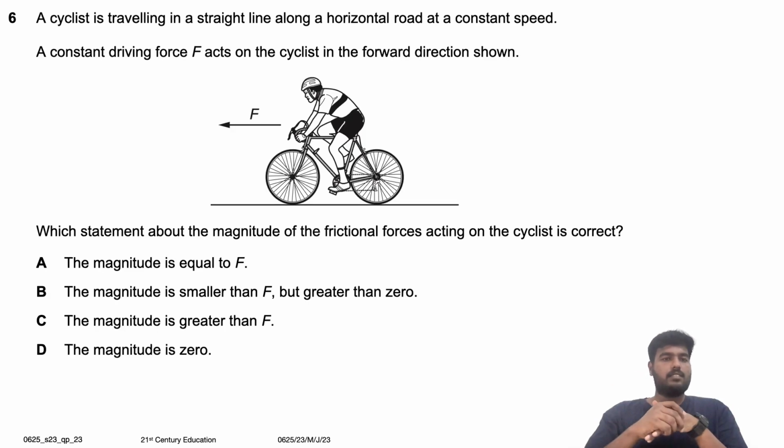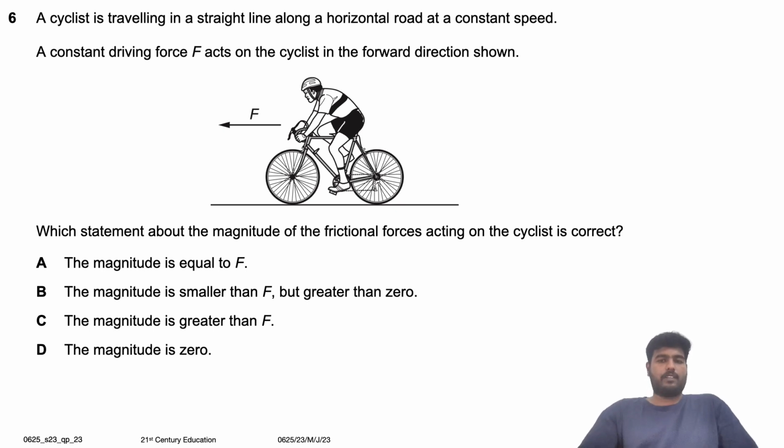A cyclist is traveling in a straight line along a horizontal road at constant speed. A constant driving force F acts on the cyclist in the forward direction. Which statement about the magnitude of the frictional forces acting on the cyclist is correct?